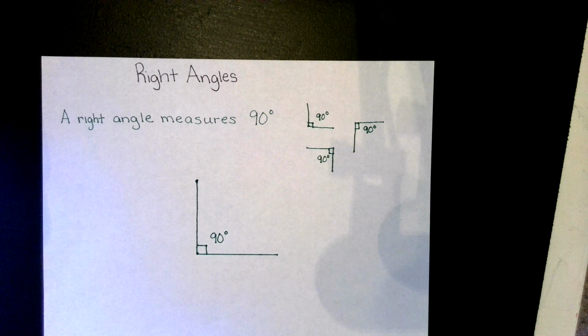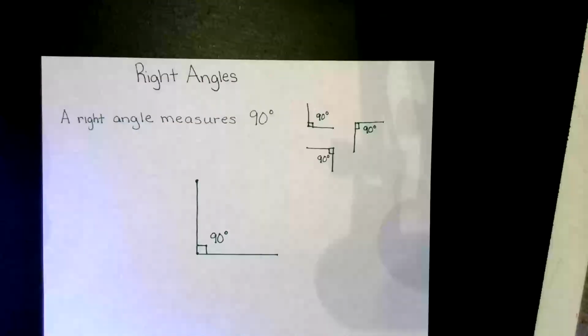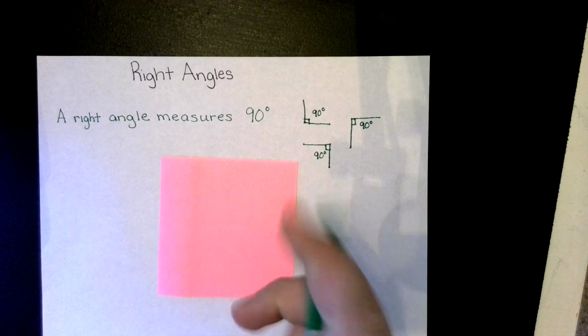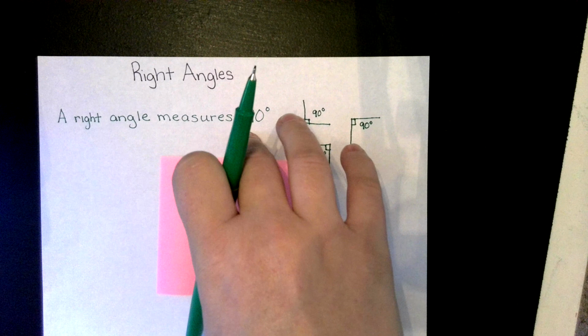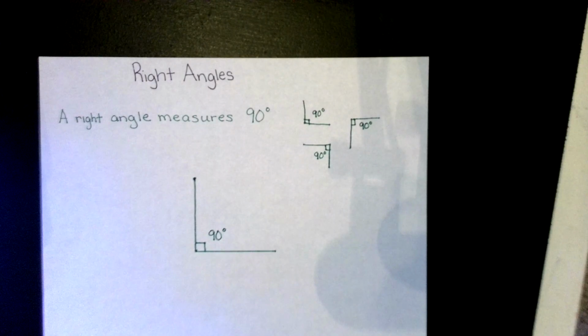That's one of the reasons I wanted to start by talking about this one. You will find this type of angle everywhere. Okay? It's very, very common. I'm looking around the room I'm in right now and trying to find some other things that would be right angles. Here's a Post-it note. It has a right angle. It has 4 right angles, actually, because it is a square. Squares and rectangles have 4 right angles.